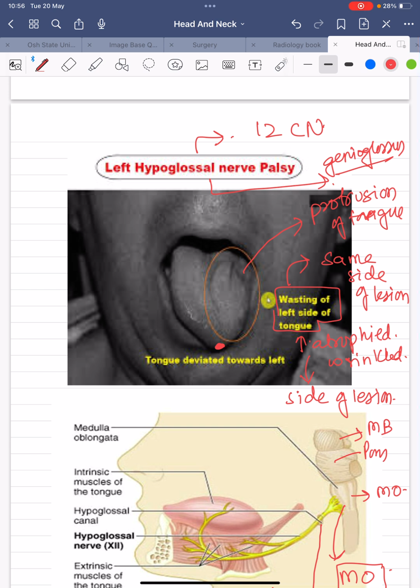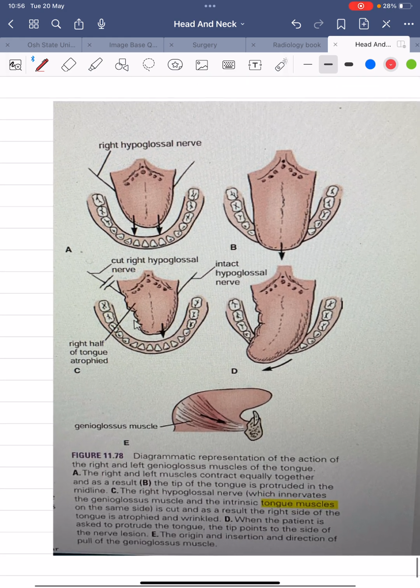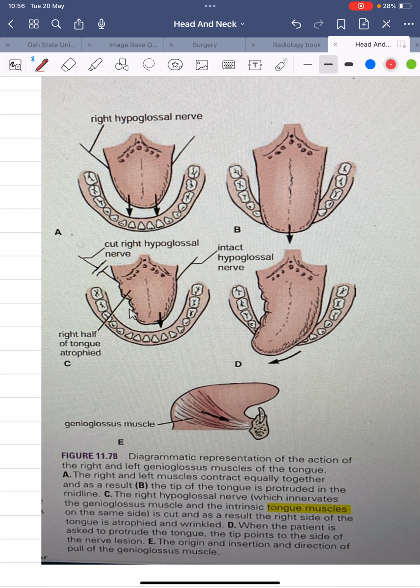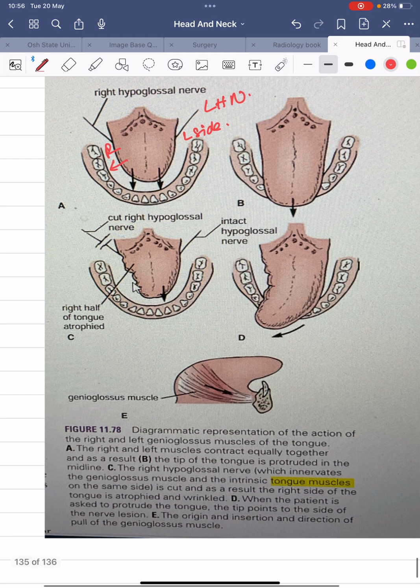So if it is protruding toward the left side, it means the left hypoglossal nerve is damaged. If it is protruding to the right side, it means the right hypoglossal nerve is damaged. See this diagram which I have taken from Snell's clinical anatomy. Now see here, right hypoglossal nerve on the right side, left hypoglossal nerve on the left side. Okay, now you ask the patient to protrude the tongue. Now it is in the medial center, it means right and left hypoglossal nerve both are working properly.